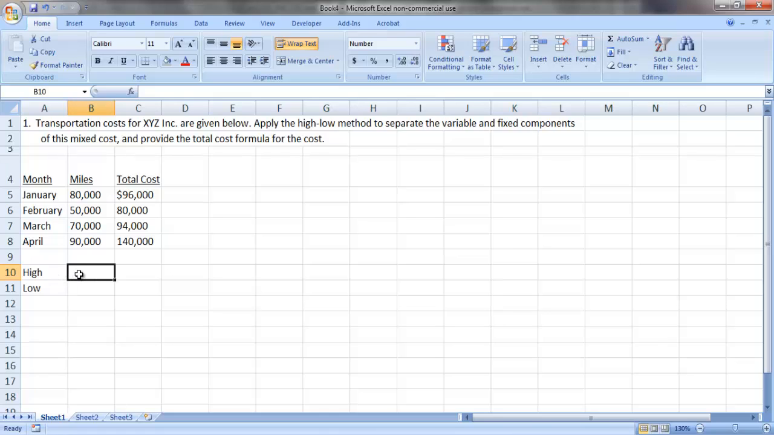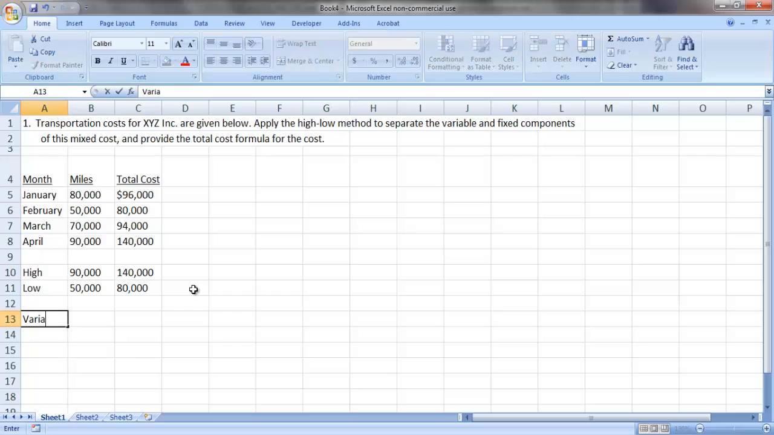The high-low method says we need to take the high point of our total activity and the low point of our total activity and start our calculation there. So the high point for transportation costs for XYZ is right here in April at 90,000 miles and a total cost of $140,000. The low point is February at 50,000 miles and $80,000 in total cost.